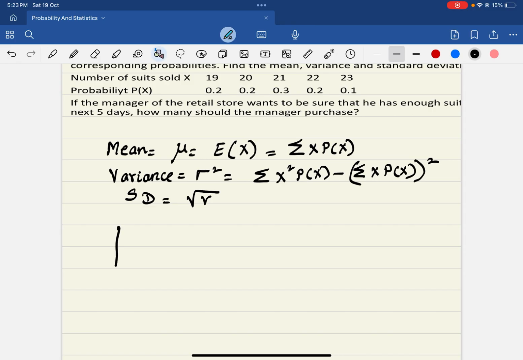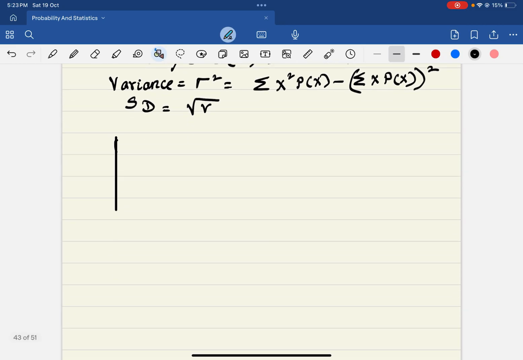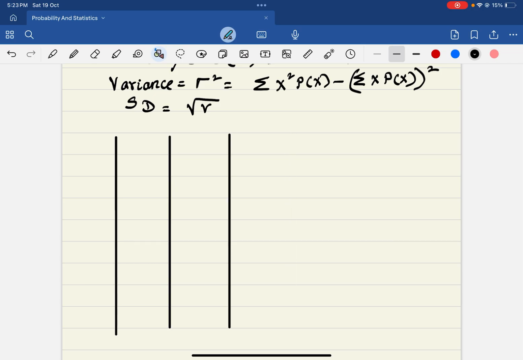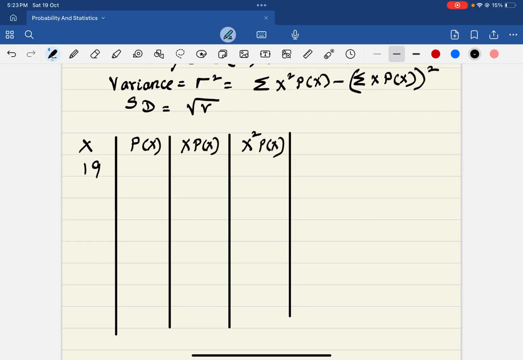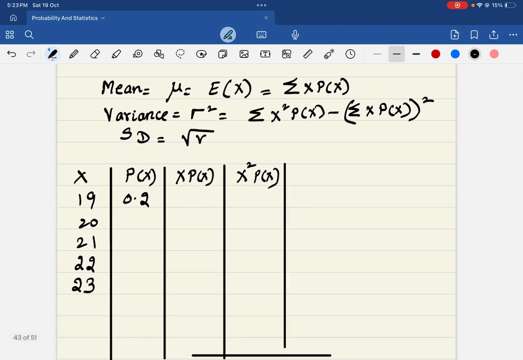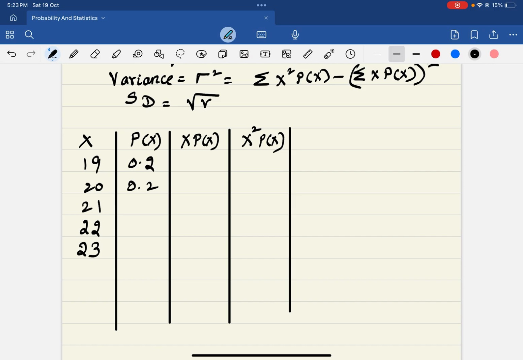For x, we need p of x, we need x into p of x, and then we need x square into p of x. These are the columns we need, correct? So let us now write down x, p of x, x times p of x, and then x square times p of x. Now x is 19, 20, 21, 22, and then 23. Then p of x is given to be 0.2, 0.2, 0.3, 0.2, 0.1.